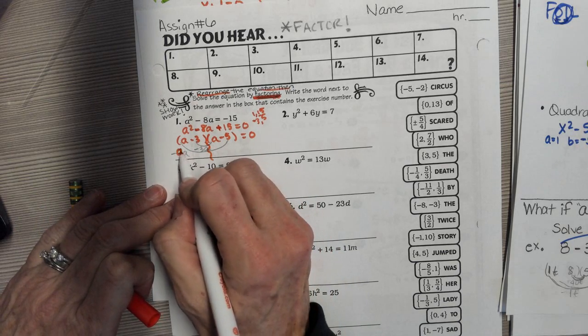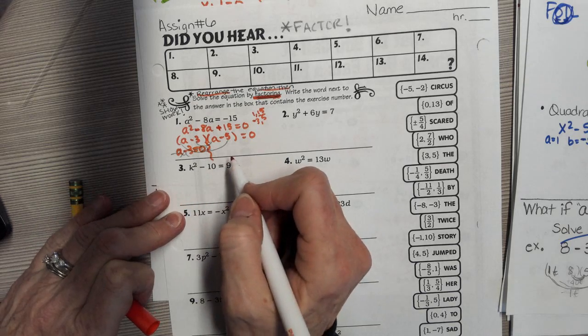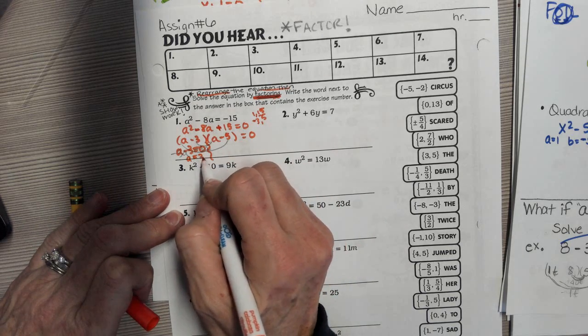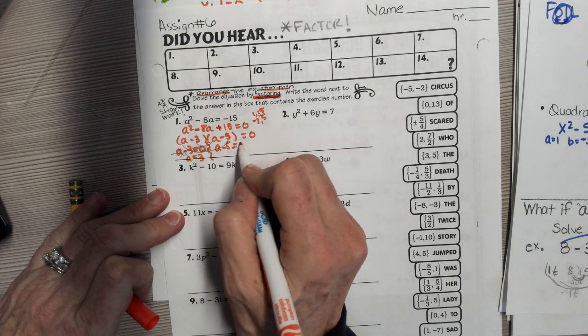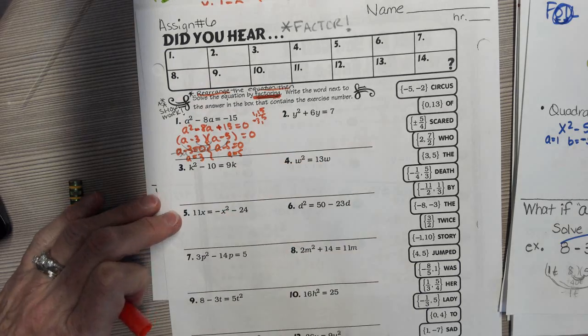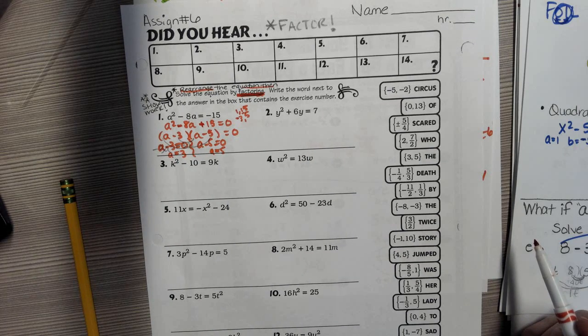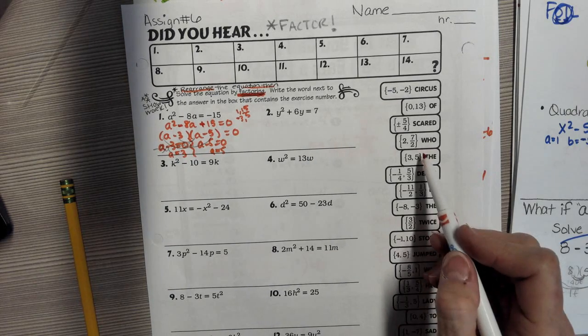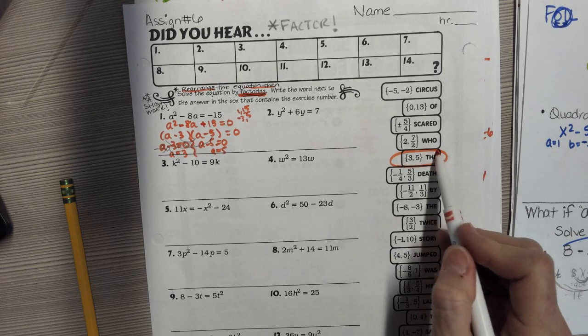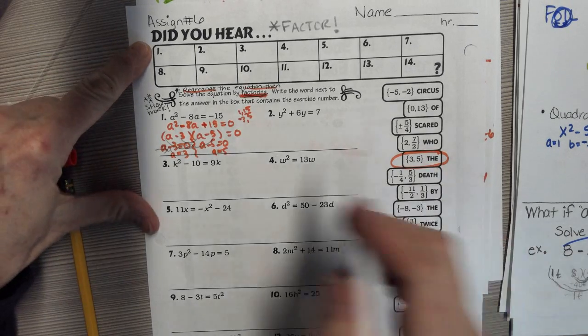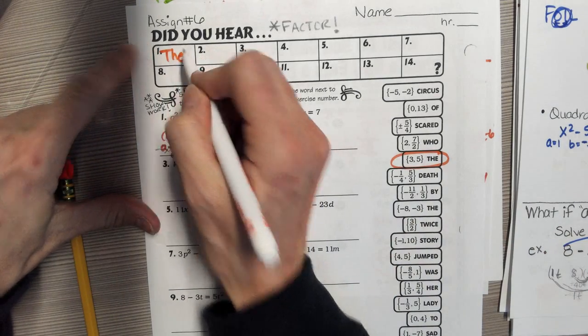I'm going to do this: a minus 3 equals 0, so a will equal 3. a minus 5 equals 0, so a is 5. Now I'll go over here and find that combination in our list. And it's right there, 3 and 5. We're on number 1, so we're going to take the word "the" and put that in there.